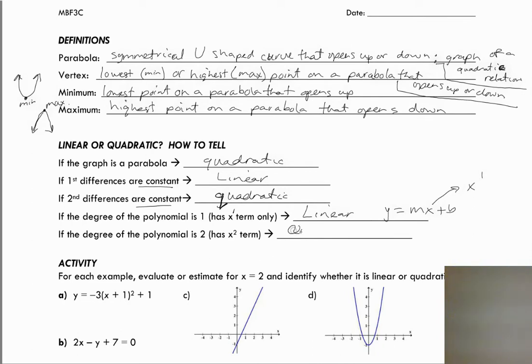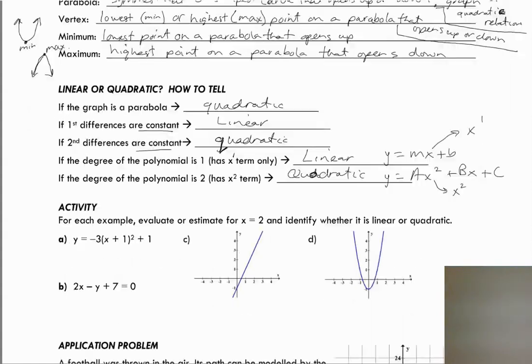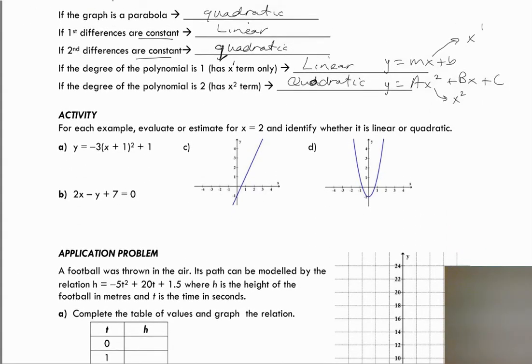In a quadratic, we have, let's say, y equals ax squared plus bx plus c. We're interested in this one, x squared. Okay. So those are clear indications that we're looking at a quadratic when we see those clues. So for each example, evaluate or estimate for x equals 2 and identify whether it is quadratic or linear.